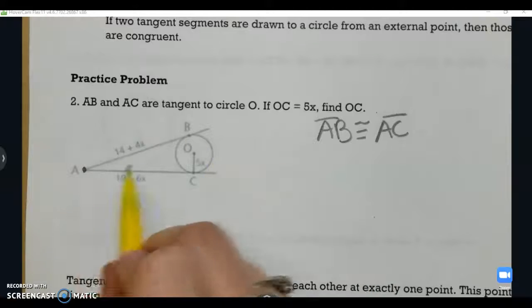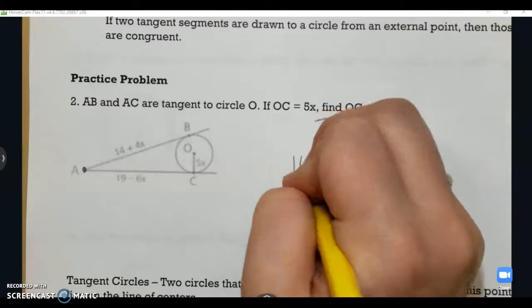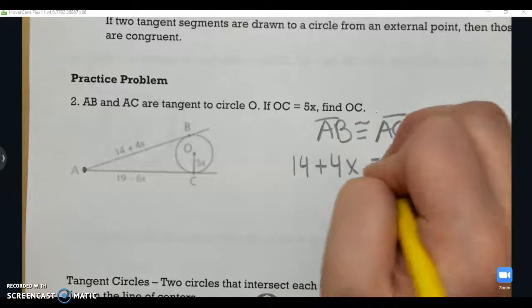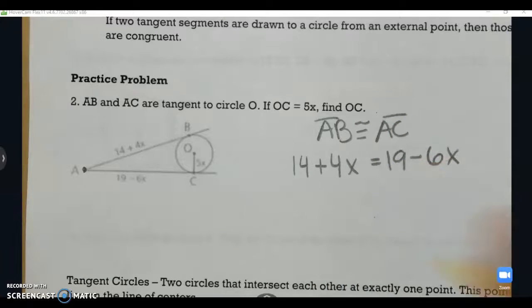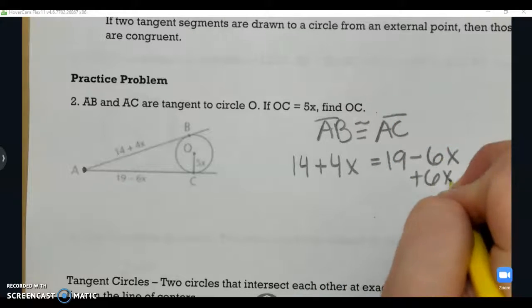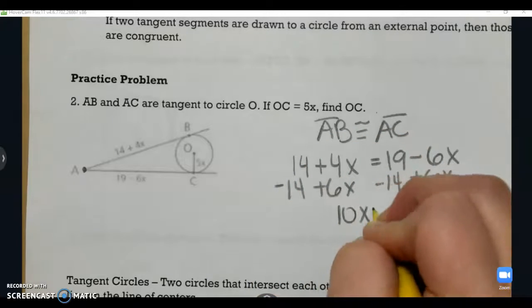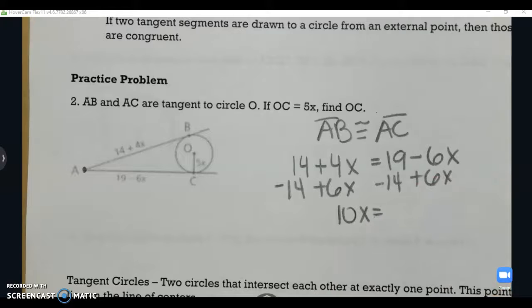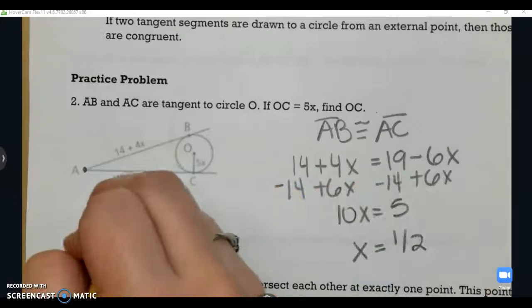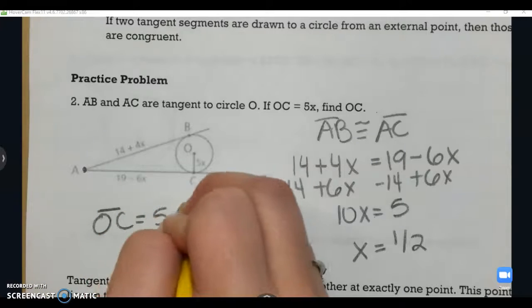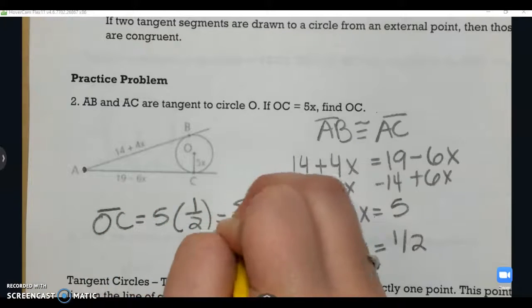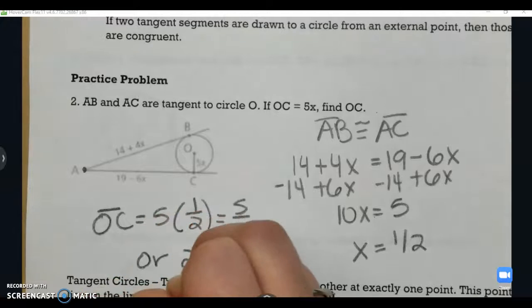So how can we find what x is? Well, we can set those expressions for AB and AC equal to each other and solve for x. So this is just basic algebra. Move all the x's to one side, move all the constants to one side, and so 10x is equal to 5, which means that x is 1/2. So if x is 1/2, OC is equal to 5 times 1/2, which is going to be 5 over 2, or that would be 2.5.